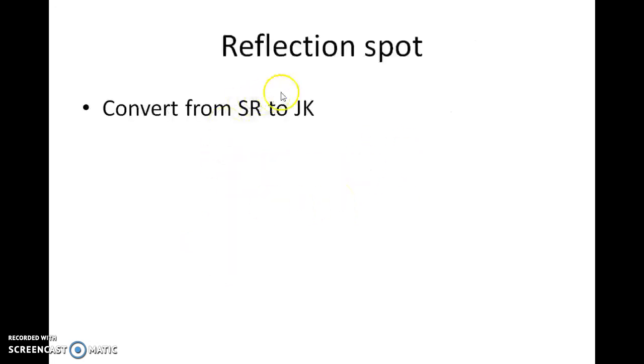I have a small question for you. This is the reflection spot. I'm asking you to convert from SR to JK. Write down the steps in your course journal. How do you convert from SR to JK? Don't forget to write the available flip-flop and the desired flip-flop. Once you write that, your steps will be easy.